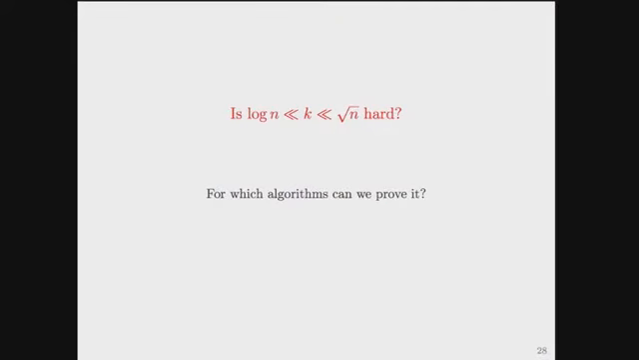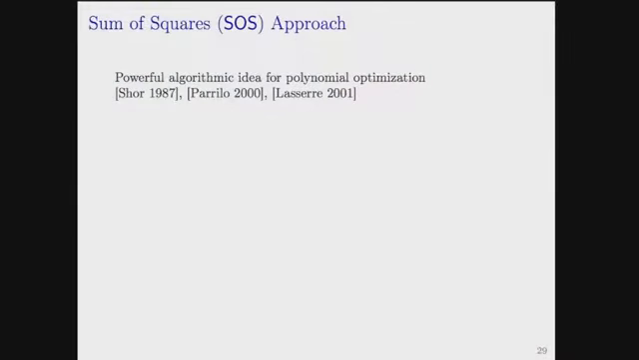Okay, so this brings us to the question, is this regime really hard? And for what algorithms can we hope to prove it? So I'll spend a little bit of time talking about the sum of squares approach, which is really a powerful idea for general polynomial optimization. This has become extremely popular since the work of Parrilo and Lasserre in the early 2000s, but was also present in the literature since the late 80s.